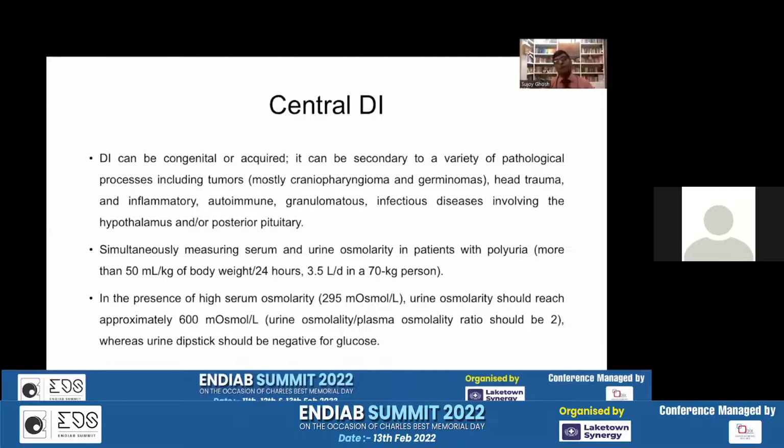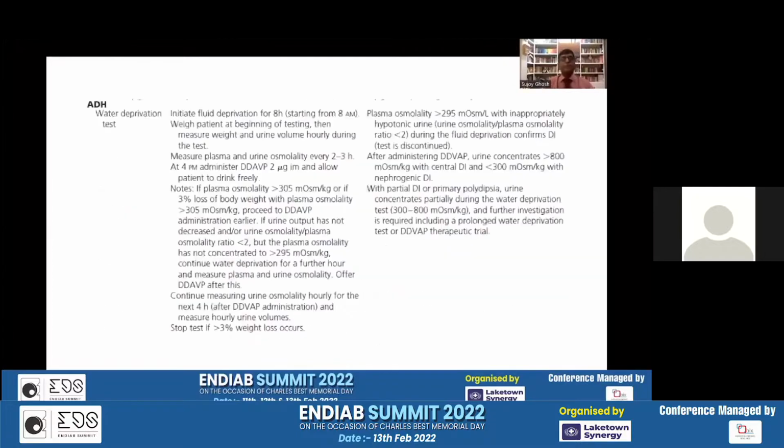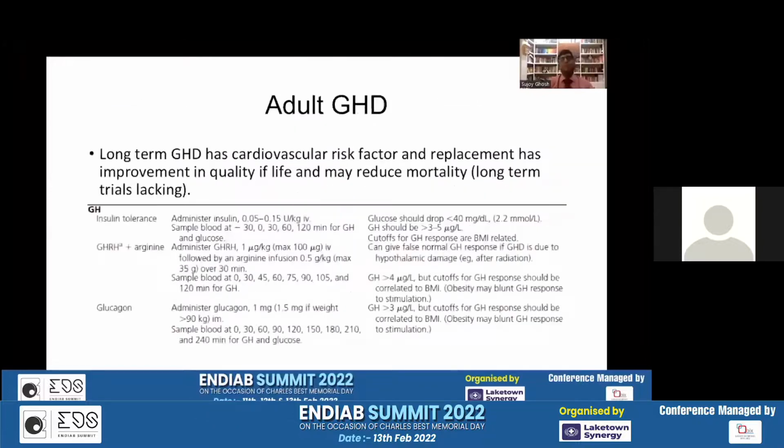And you're trying to look at whether the serum osmolarity is more than 295 with the urine osmolarity less than 600. I'm not going into the details of a water deprivation test, but it should be done in whatever circumstances you think there is a possibility of diabetes insipidus where the baseline plasma and urine ratio is not more than 2.